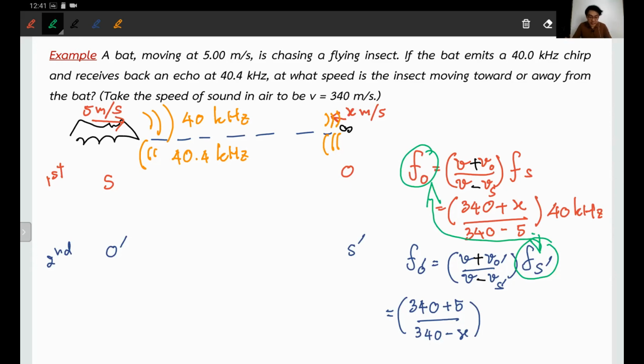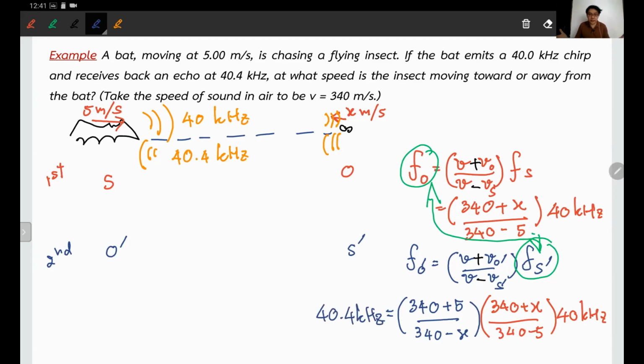So that means I'm just going to take the whole chunk and plug it in here. So that will be 340 plus x over 340 minus 5, times 40 kilohertz. And what should be the number on the left-hand side? Of course, that will be the observed frequency after the echo. So that would be 40.4 kilohertz on the left. And I'm, well, not done, but almost done, because you can figure out what the x meters per second should be. Yeah?